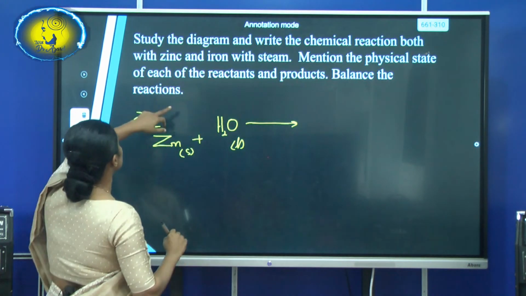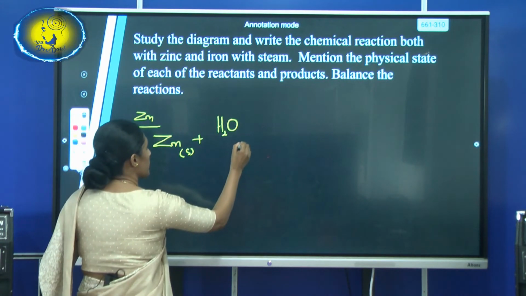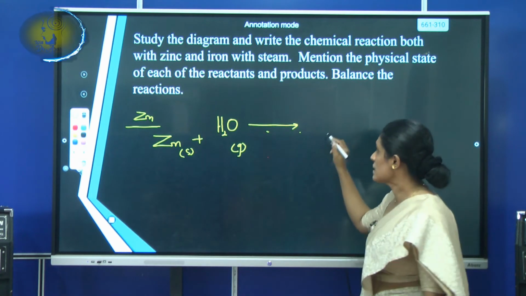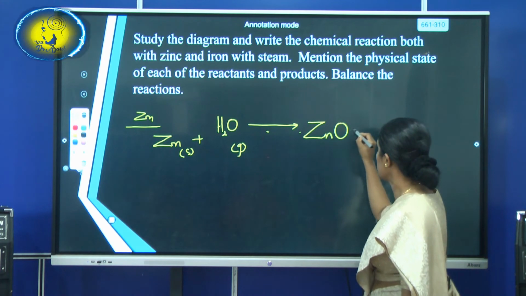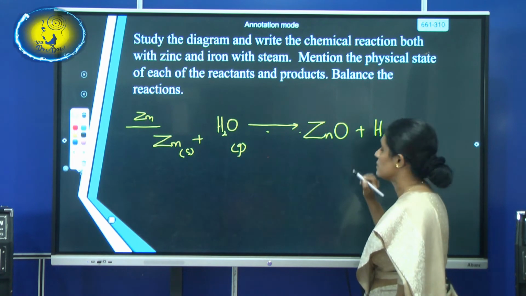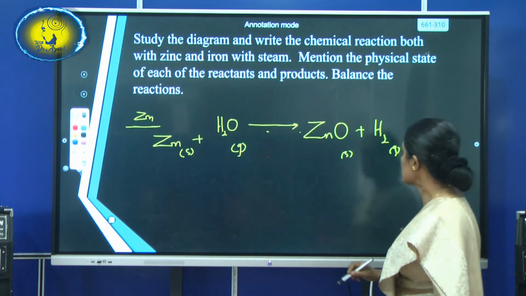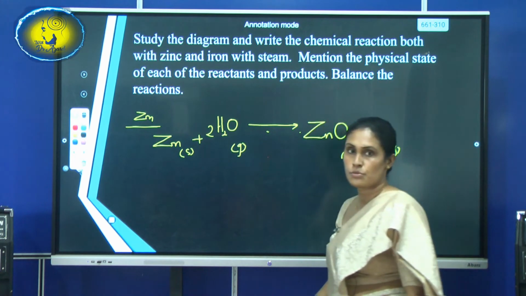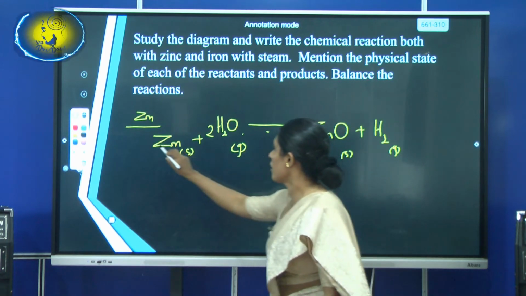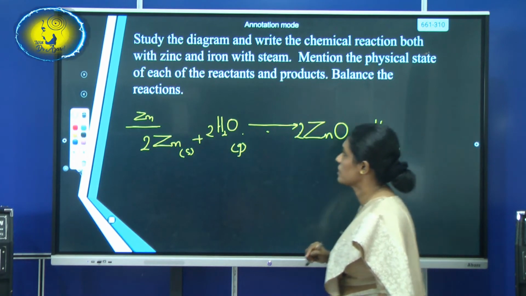Sorry, it's gas. Sorry, steam, right? No, you can't say liquid, it's gas. Then what will happen? It will produce zinc oxide plus releases hydrogen gas. Right. Then let's balance this one. 2 moles of hydrogen, then number of oxygen is 2, then in front of this zinc we will write 2 here. Equation is balanced. So this is the first question.